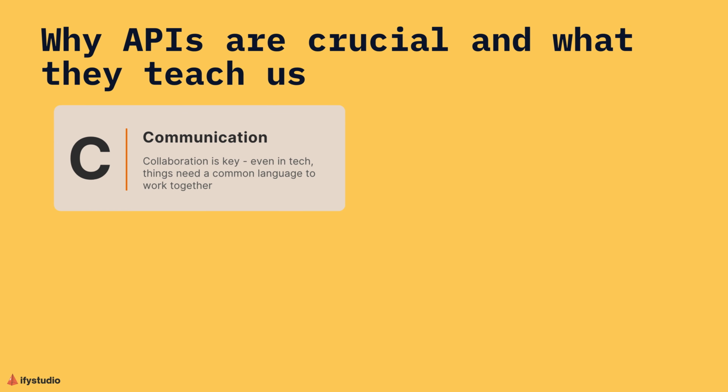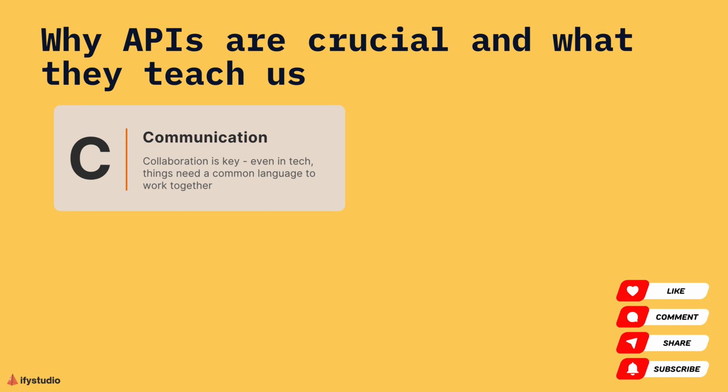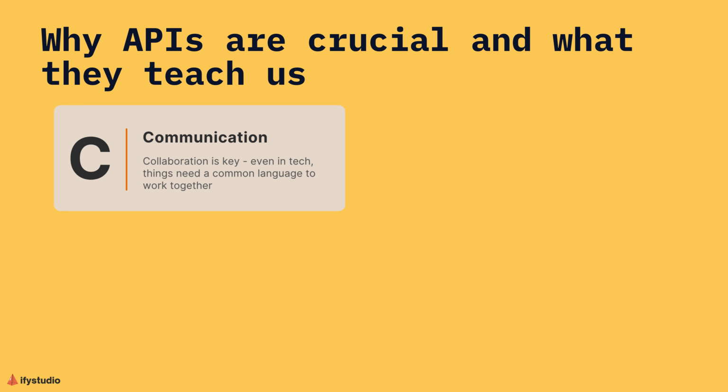Communication. APIs enable communication between systems, which means APIs act as bridges that allow different software, apps, or platforms to talk to each other. Without APIs, systems would be isolated and unable to share data or functionality. So APIs definitely teach us that collaboration is the key. Even in tech, things need a common language to work together.